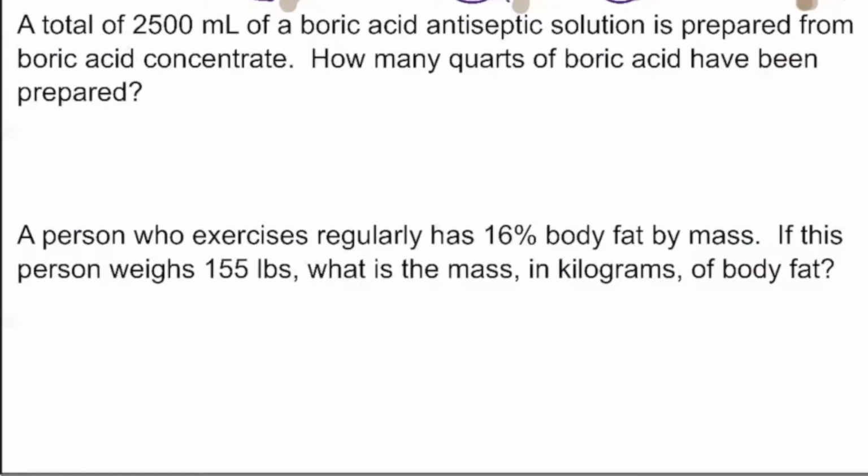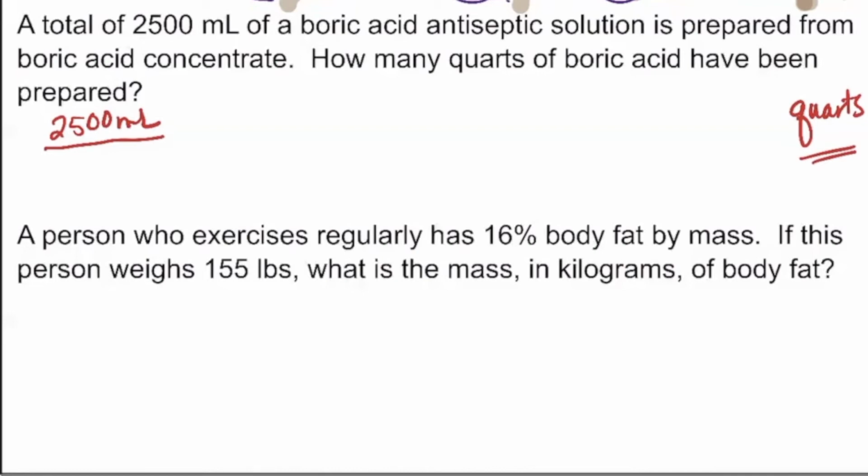So for the next problem, a total of 2,500 milliliters of boric acid antiseptic solution is prepared from boric acid concentrate. How many quarts of boric acid have been prepared? 2,500 milliliters is what's given, and they want to know how many quarts. The bottom line is how many quarts are there in 2,500 milliliters?